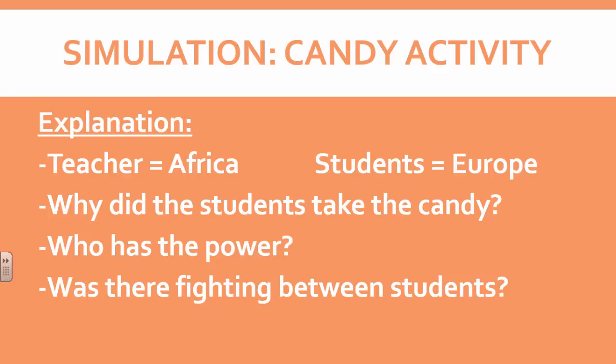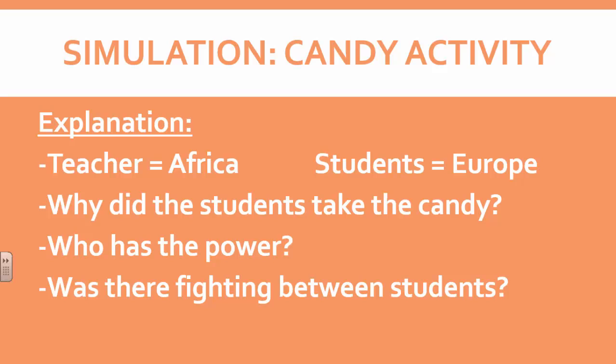Who has the power in the situation? The students, Europe, had the power. Once students started taking the candy, there's little the teacher could physically do to stop them. The students outnumbered the teacher. Europe held power over Africa in technology, including weaponry.